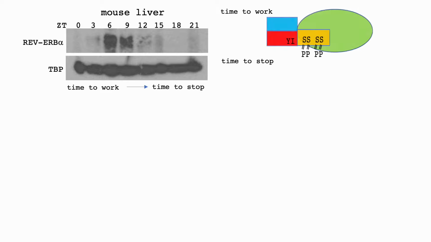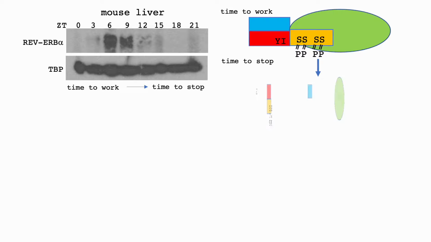Now we may have data to propose a model to help us explain how Webhub Alpha is only found in the cells between 6 and 9 hours after light is turned on, and it quickly disappears from the cells. Perhaps there's time to work where the protein function is needed. It's in a stable conformation. And when it's time to stop, that means the protein is no longer needed.